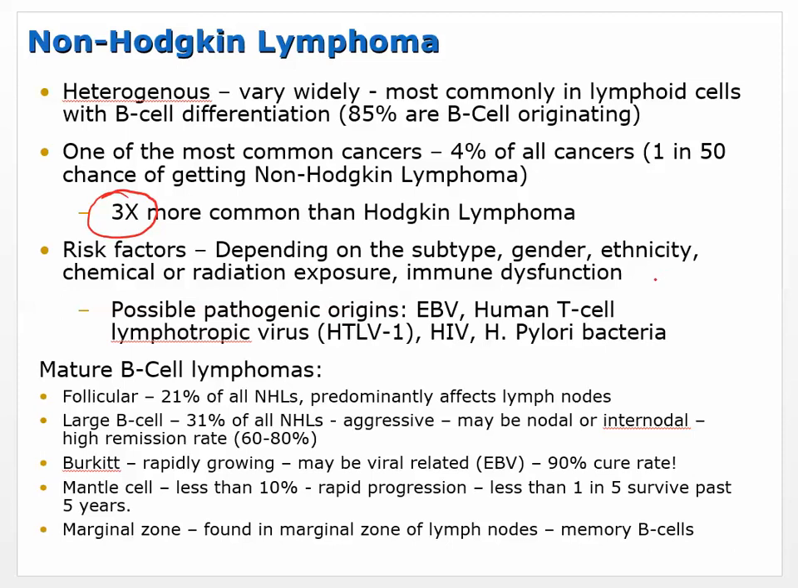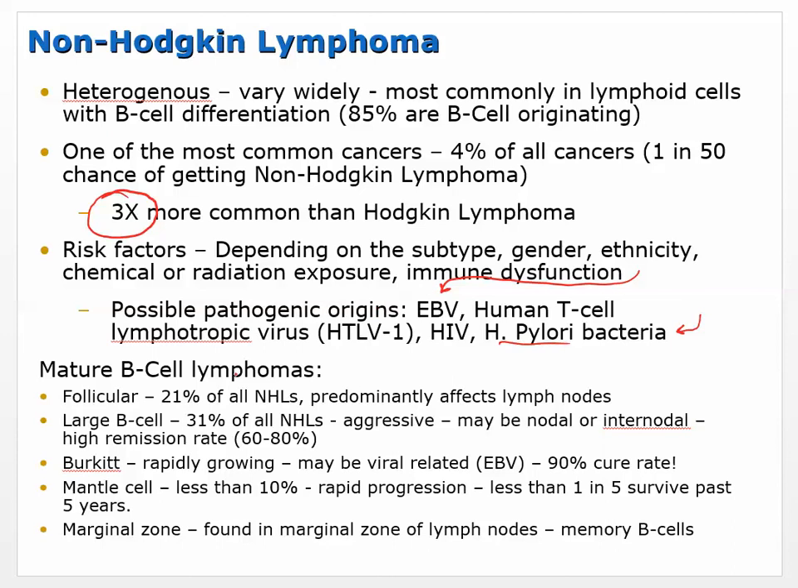So it depends on a lot of things, but possible origins: Epstein-Barr virus, and we think of Epstein-Barr really for non-Hodgkin when it comes to Burkitt lymphoma, okay, which we'll cover next. But human T-cell lymphotropic virus, HIV, H. pylori has even been implicated in the formation of non-Hodgkin, which H. pylori is where stomach ulcers are famous from.